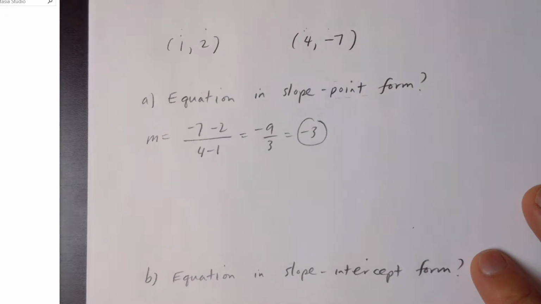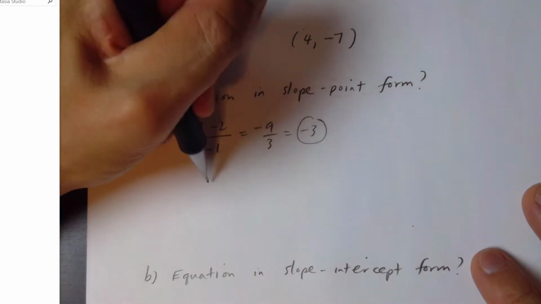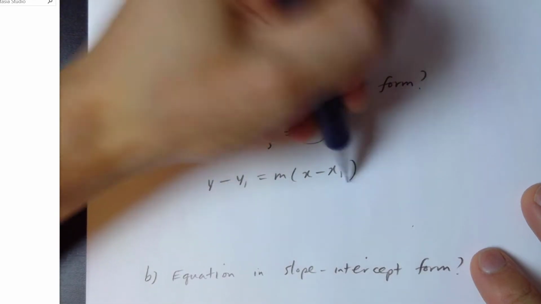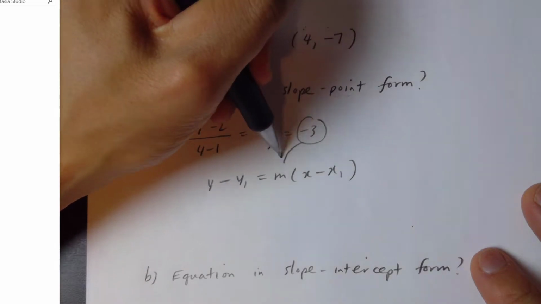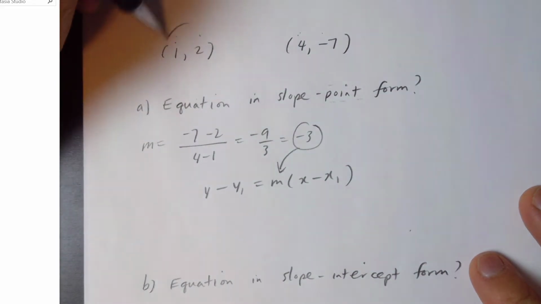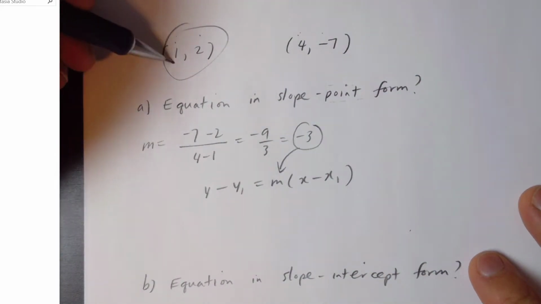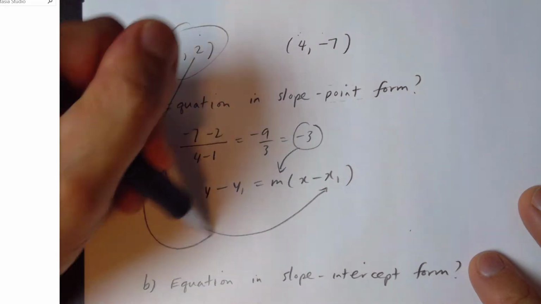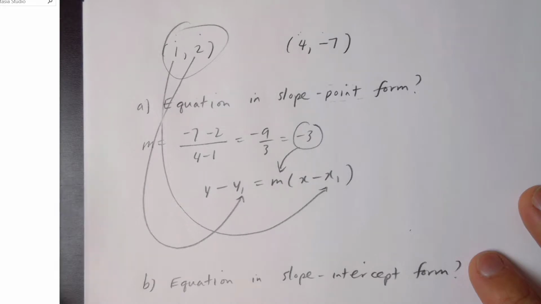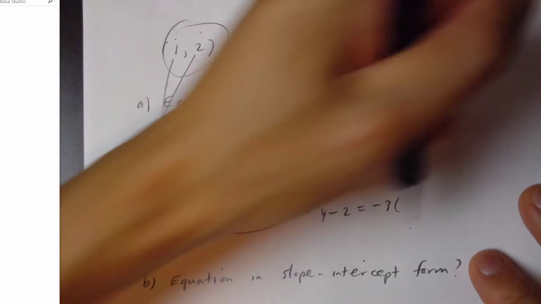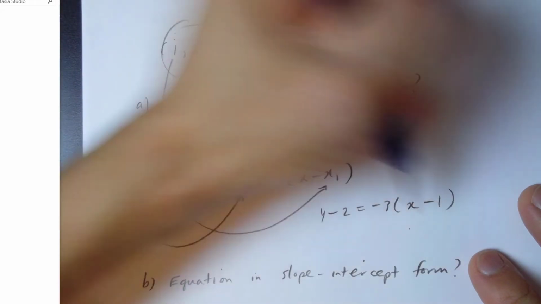So we have the slope. The equation in slope point form, please memorize: y minus y1 is equal to the slope times x minus x1. The slope we know is -3, and we're going to plug in either point, this or this. Let's just plug in the first point. We're going to plug in x1 over here, and we're going to plug in y1, which is 2 over here. So what we have is y minus 2 is equal to the slope, -3, times x minus 1.